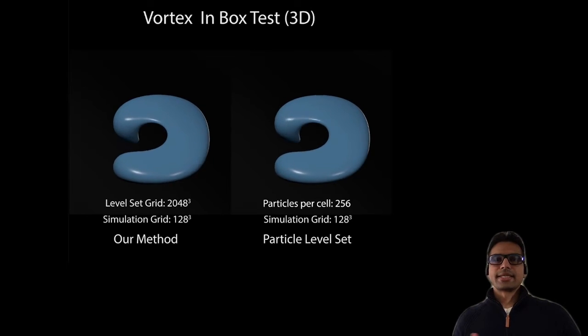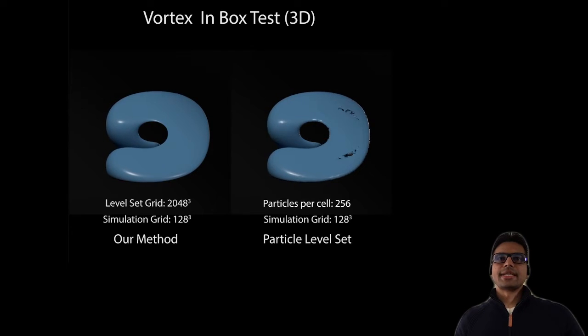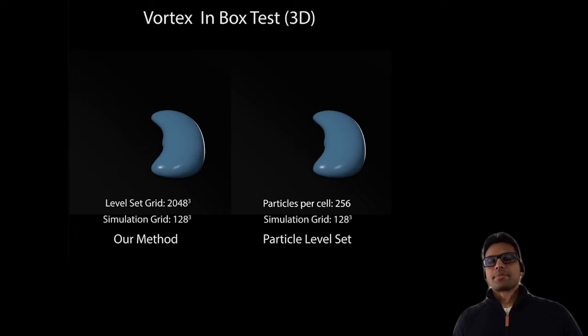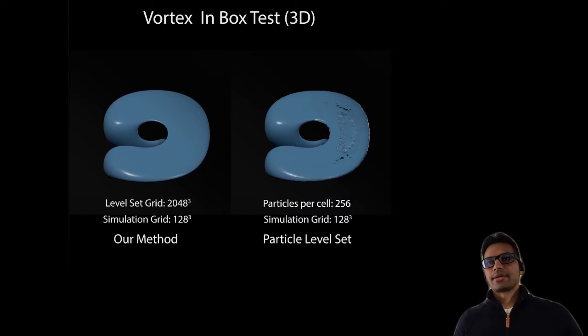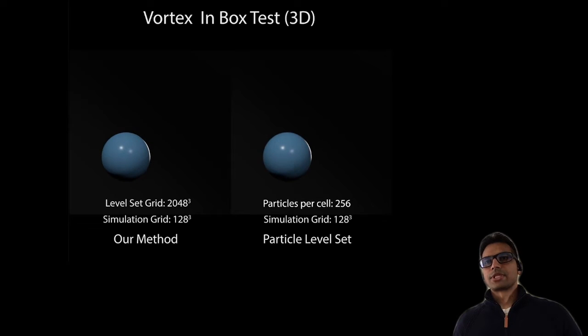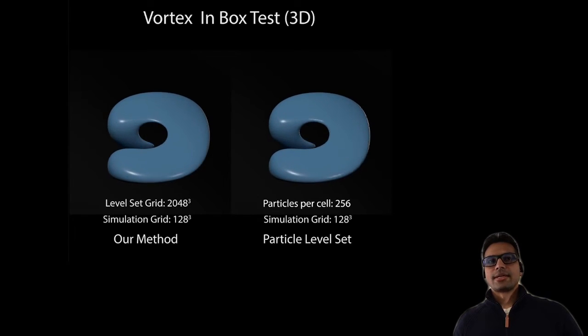Now, similar techniques are also used in 3D, and we can see that the result is similar. So, compared to particle level set on the right, which is actually dissipating when the fluid surface becomes thin, we can give completely smooth solutions.